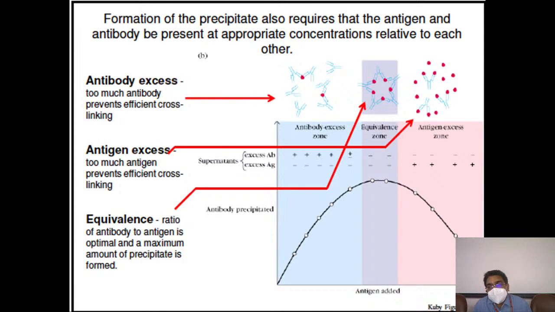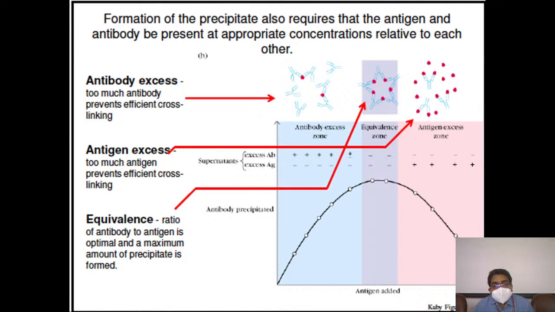So antigen is too much but antibody is less. So these are the antibody excess or antigen excess zones, the left and the right ones. The center one is the zone of equivalence, that is called equivalence zone, and the ratio of antibody to antigen is optimal at this zone, and a maximum amount of precipitate is formed, and in agglutination, agglutinate is formed.